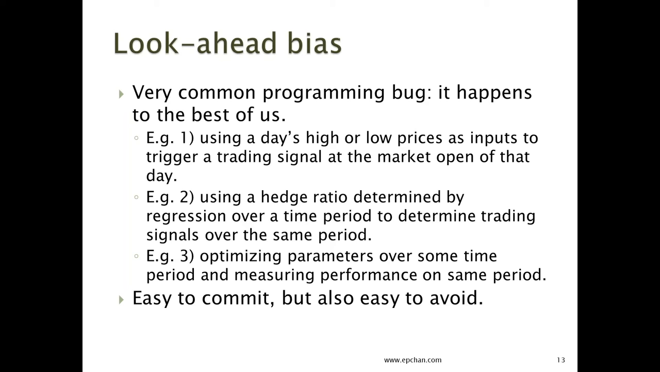But the second example is more subtle. Sometimes a certain strategy requires us to run a linear regression over some time period in order to determine capital allocation across different instruments. An example would be a pair trading strategy. Oftentimes, if you are trading two stocks, Apple versus Google or whatnot, you may not want to just buy $1 of Apple and short $1 of Google. You might want to decide on the optimal hedge ratio, how many shares of Google versus how many shares of Apple to trade. Well, typically we would use a linear regression technique to find this optimal hedge ratio.